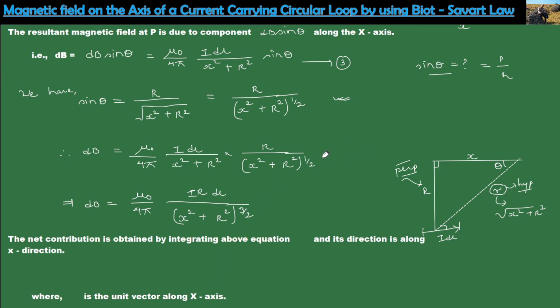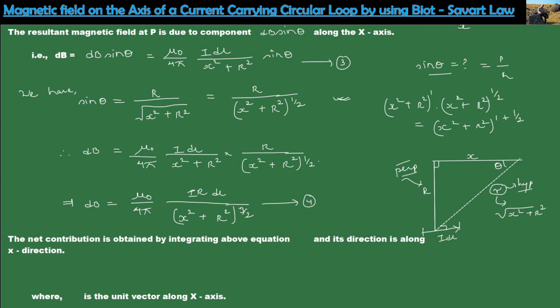3 by 2? Because from here you have x square plus r square, and then you multiply another term which is x square plus r square to the power half. So using the law of indices, we have x square plus r square, where the power of one is 1 and the other is 1 by 2. If you add these, you get this equation. So let us mark this as equation number 4.